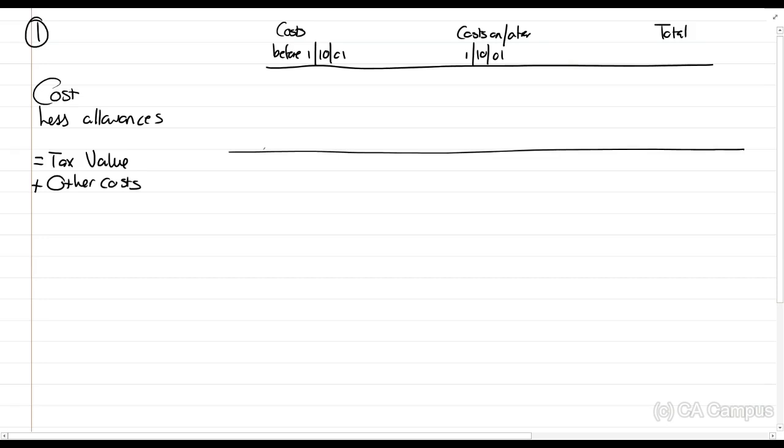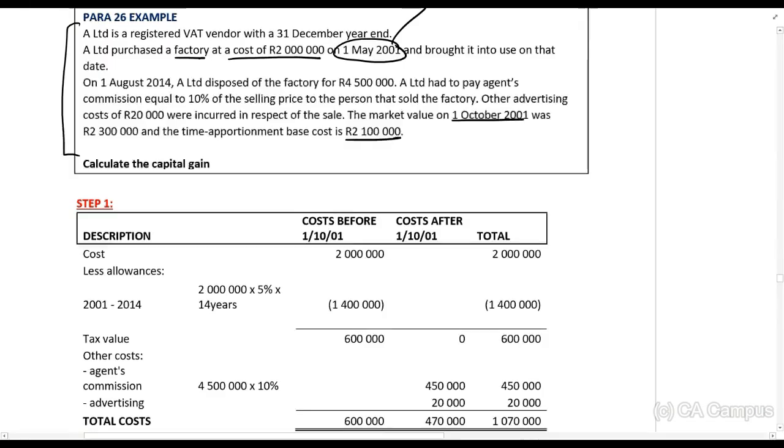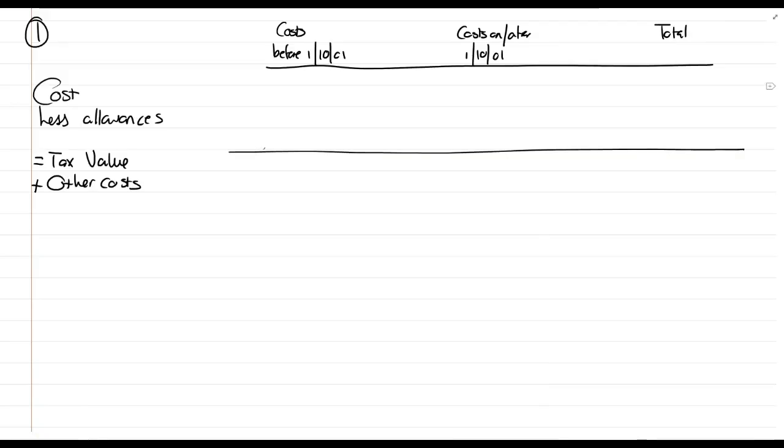Right, so now what I want you to see what happens is the following. This asset was purchased for 2 million in 2001. Now that determines where you put it. So the cost in this case will be 2 million rands in the costs incurred before 1 October 2001.